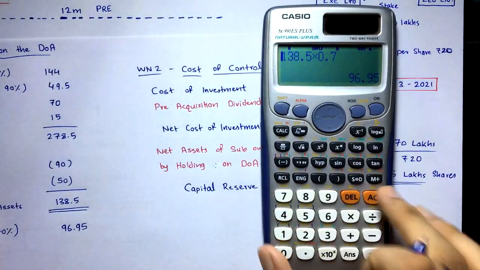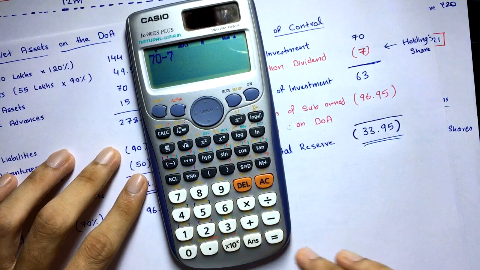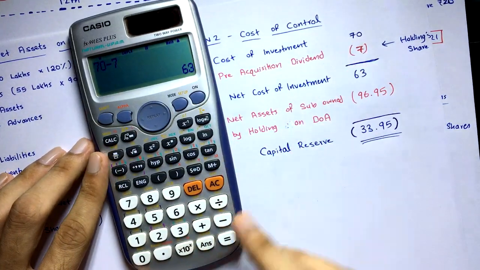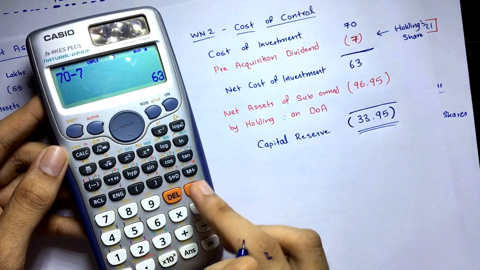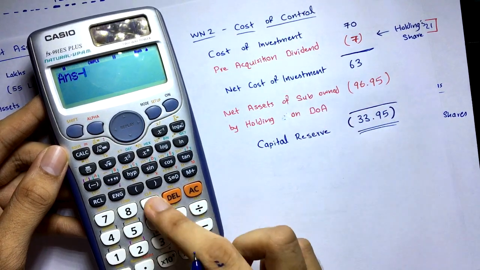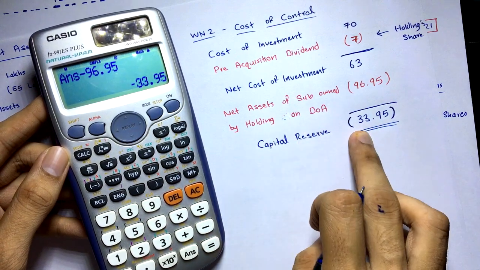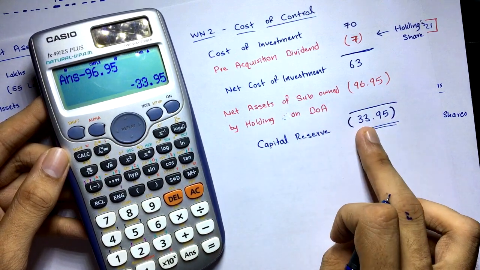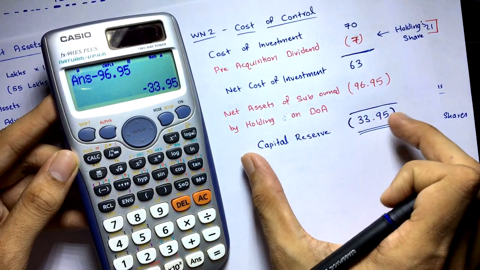See here, let's just do all the calculation here. 70 minus 7, that's equal to 63, and then you have 63 minus 96.95, then you get 33.95, 33 lakh 95,000. Now this is what? See here, negative amount. So that means this is capital reserve.